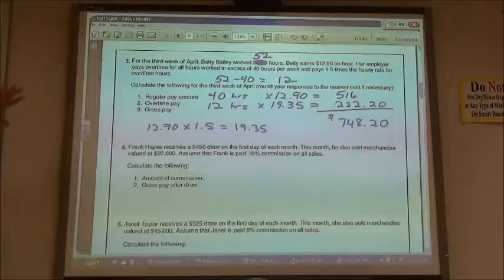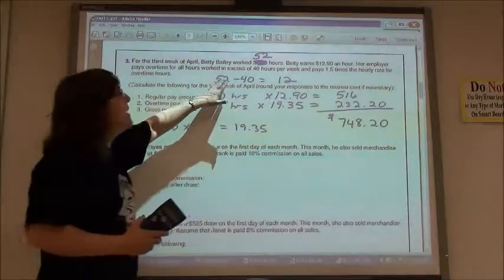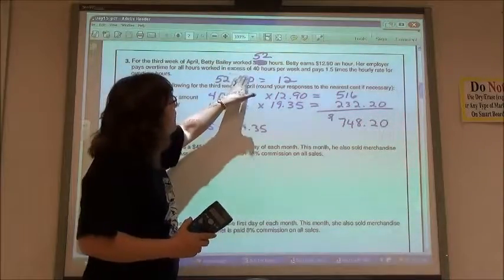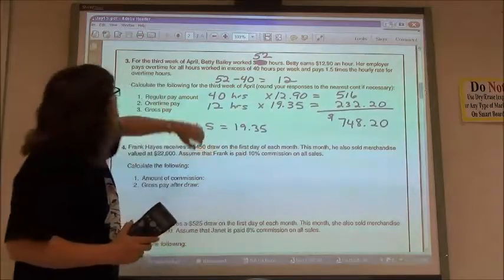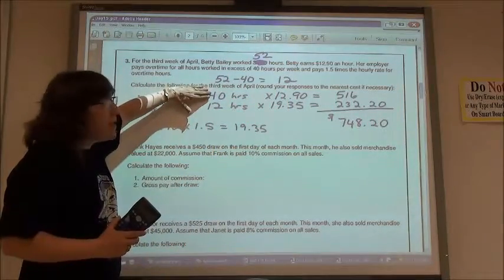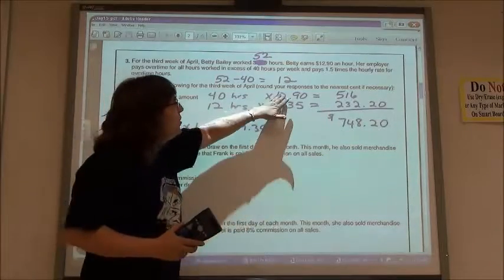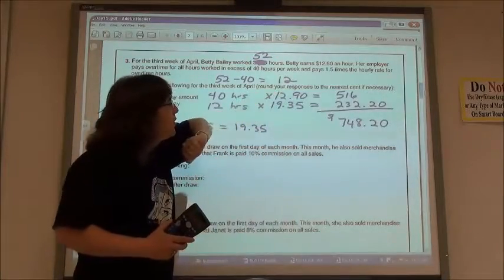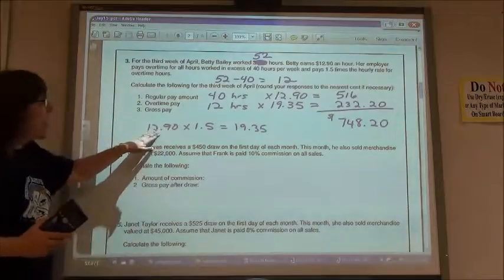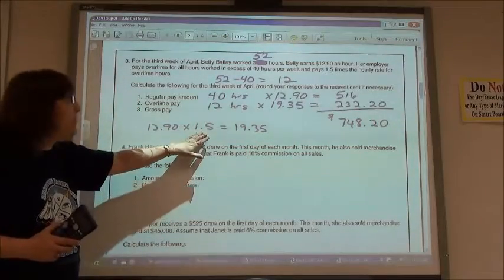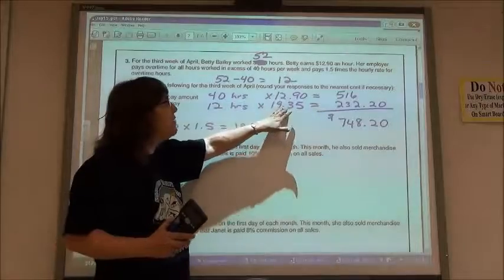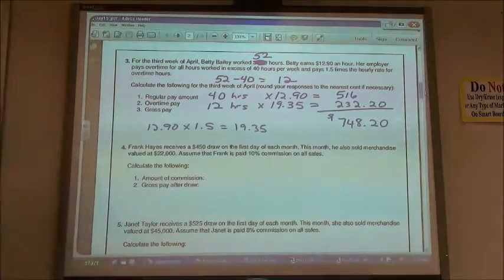So if we do have overtime on there, we're going to take the total hours, subtract 40 to find the overtime hours. The regular hours will be 40 maximum. The rest is overtime. The regular hours, we take our regular rate of pay. The extra hours, we do time and a half, so 1.5 times that to find our rate of pay for overtime. And then we add our two amounts together.